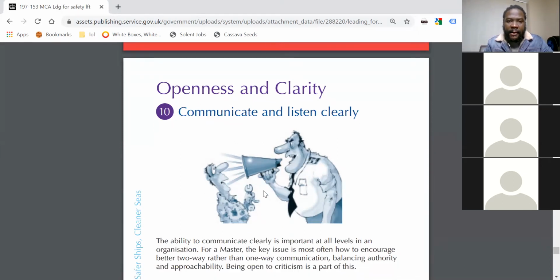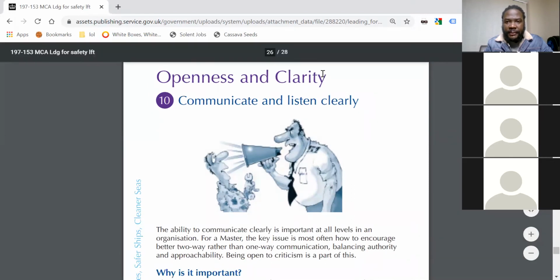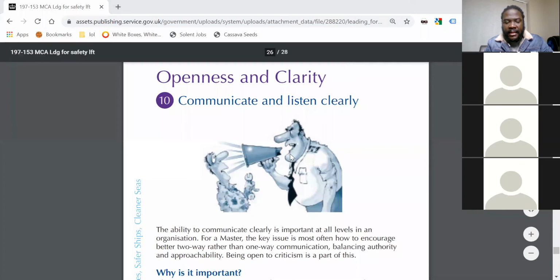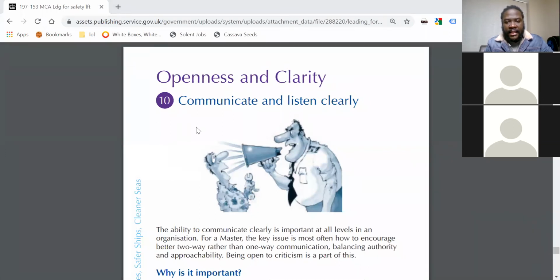Okay, openness and clarity in communication. Communicate and listen clearly. The ability to communicate clearly is important at all levels in the organization. For a master, the key issue is most often how to encourage better two-way communication rather than one-way communication.